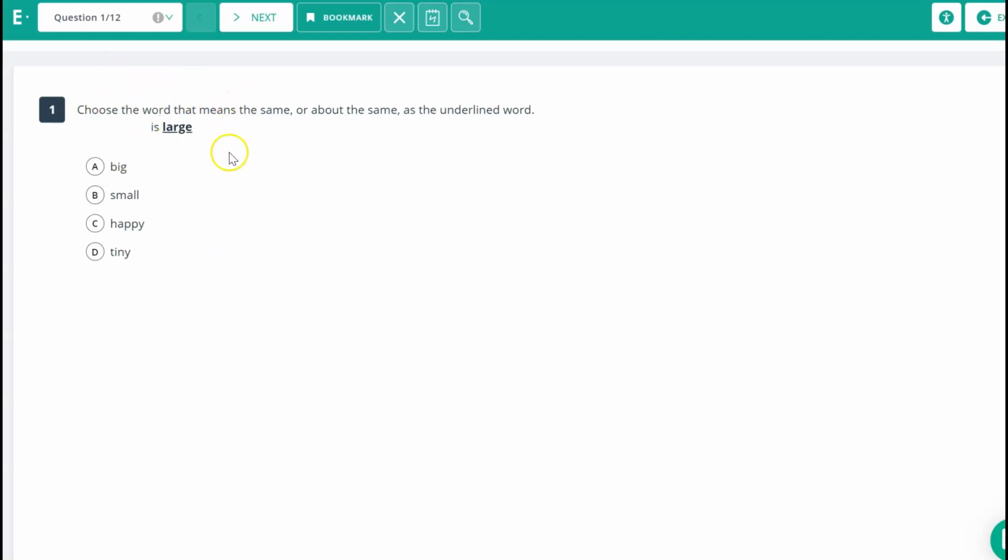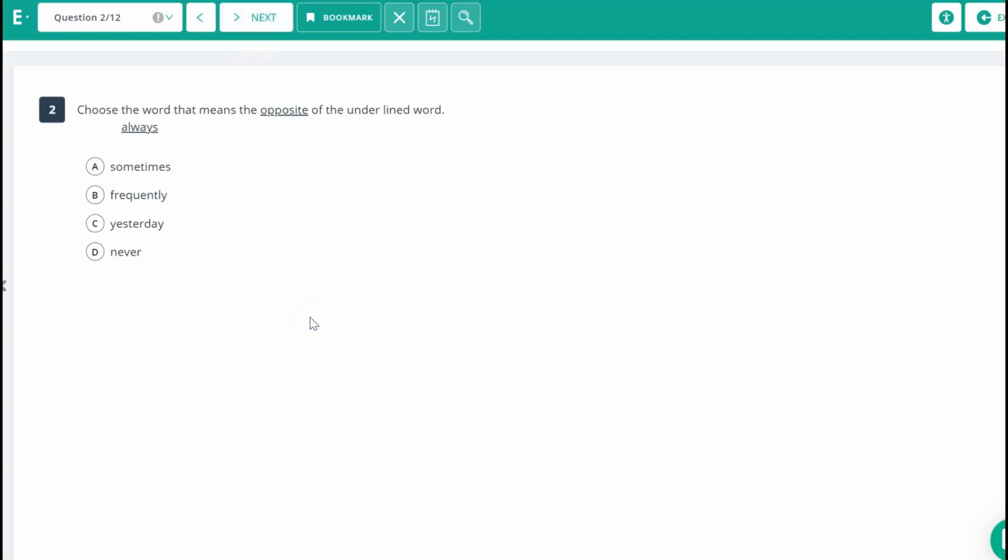Choose the word that means the same or about the same as the underlined word. What means the same as large? Big, small, happy, or tiny? Well, large and big are both gigantic things or larger things.